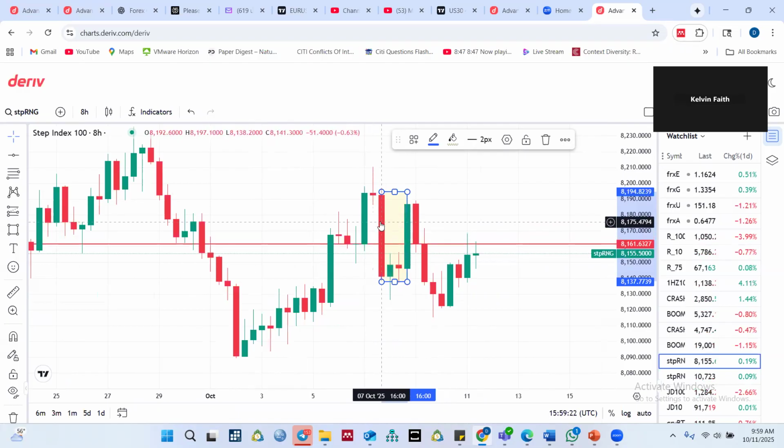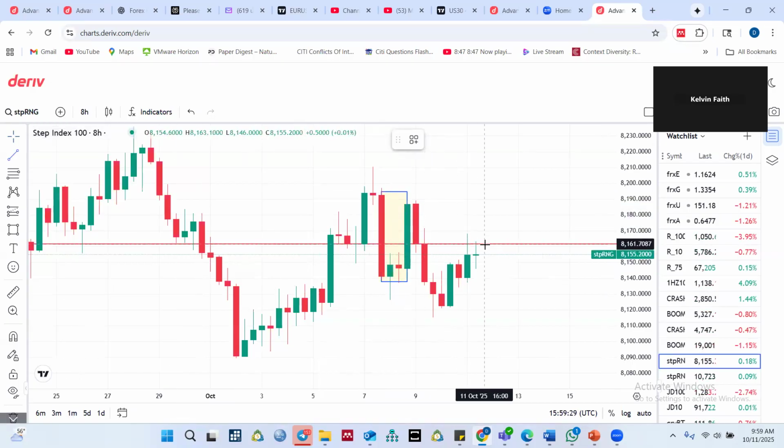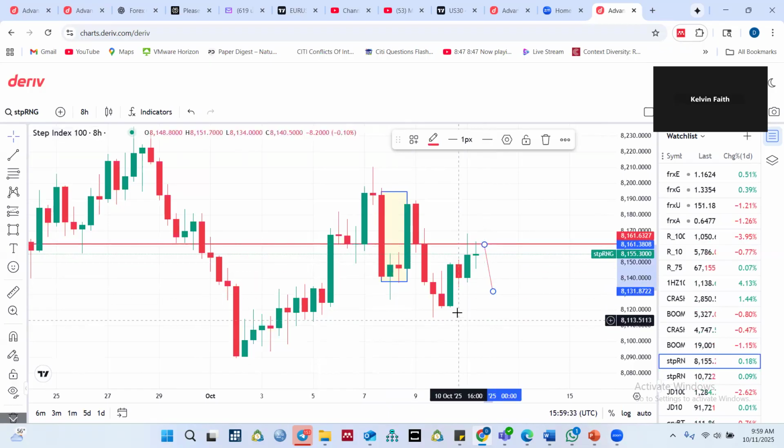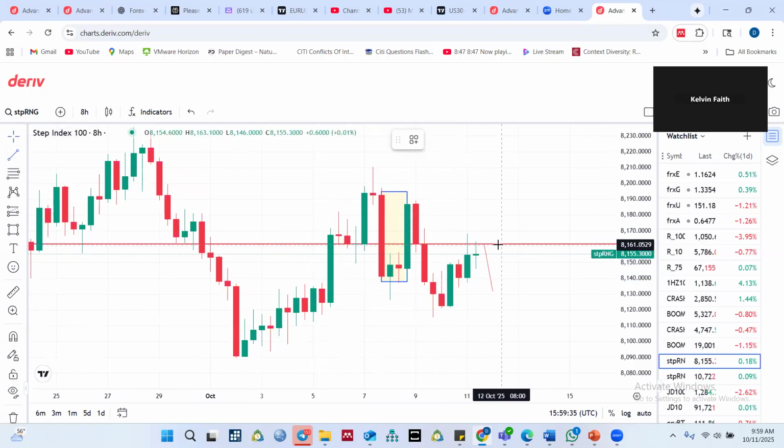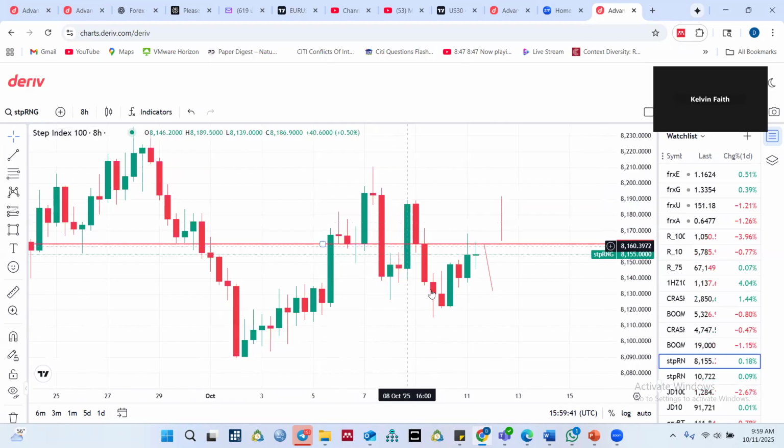I want to sell, but after the sell, I want to buy, which means that as long as price constantly stays below the red line, it's going to be sells. And as long as price constantly stays above the red line, it's going to be buys. Okay, so that is what it's telling us right now.